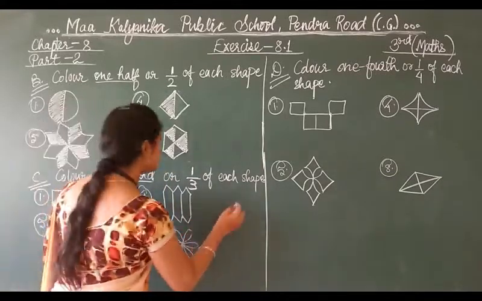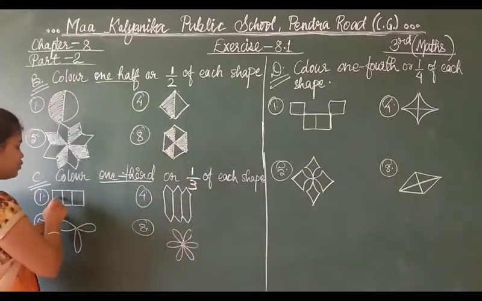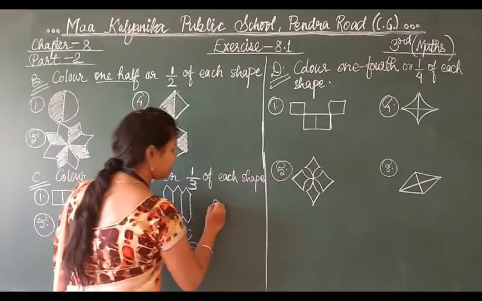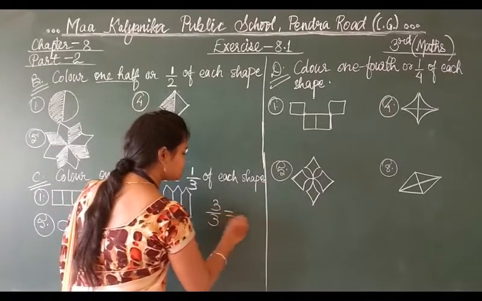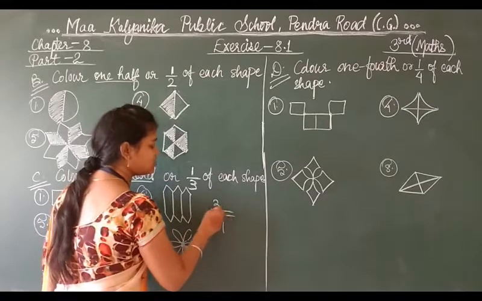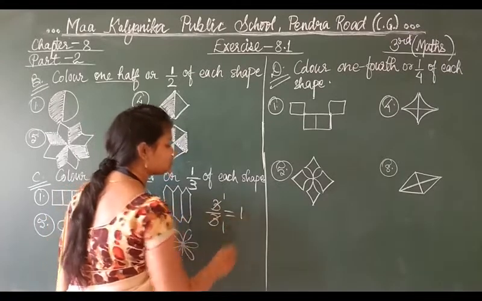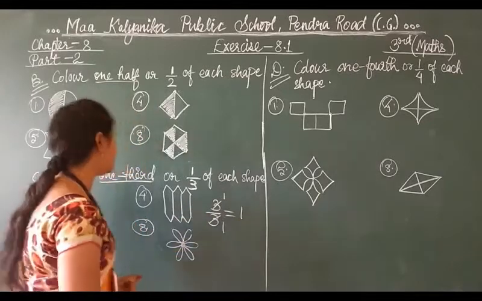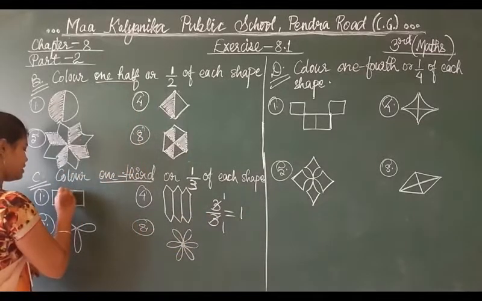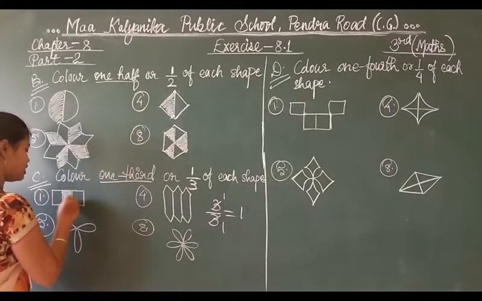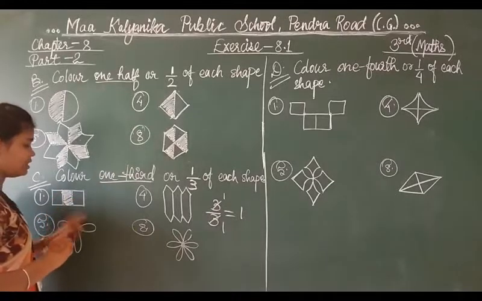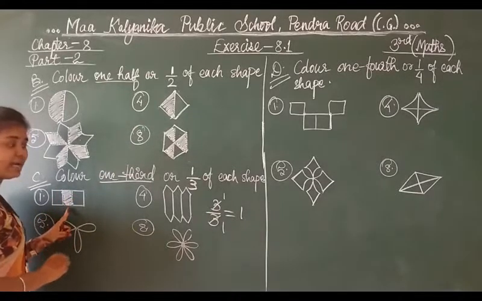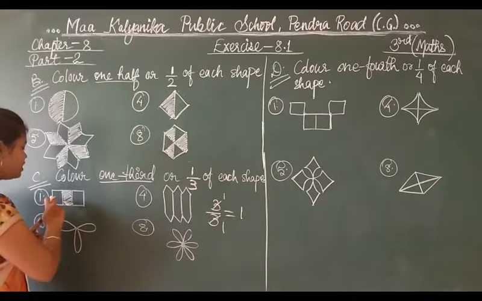So simply, students, divide by 3. You can see 1, 2 and 3. So 3 divided by 3: 3 ones are 3, and 3 ones are 3. Means 1 by 1 is 1. So only one part we will color, the rest we will leave. So I am coloring the middle. You can color any one of them because 3 are there. So 1 is shaded. This is 1/3 of 1, 2, 3.